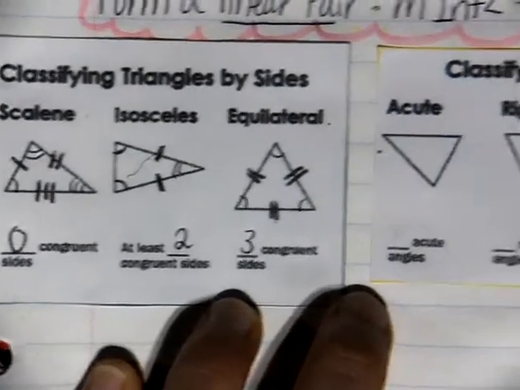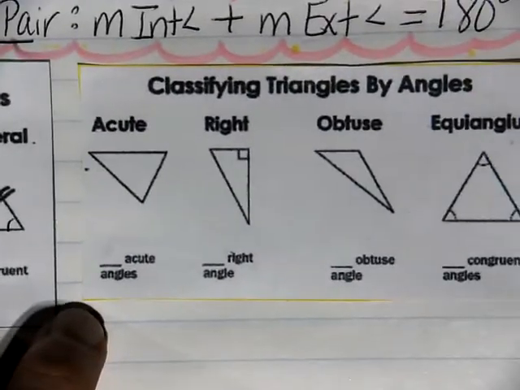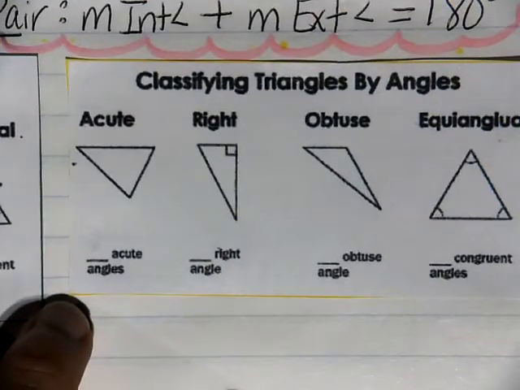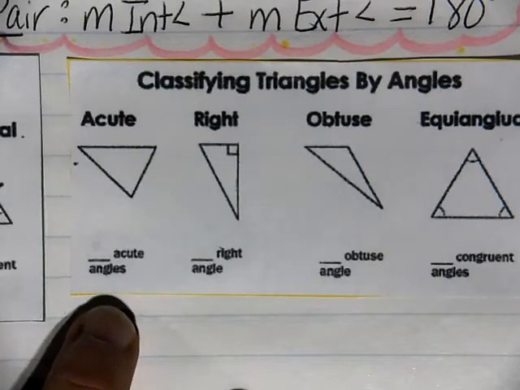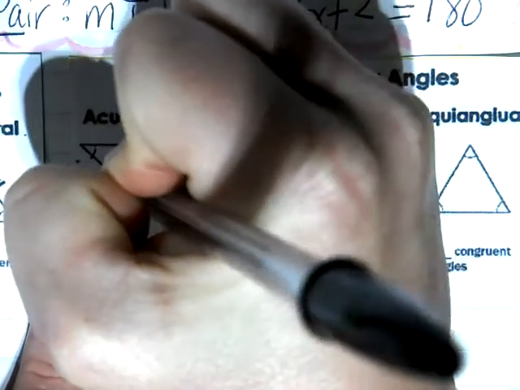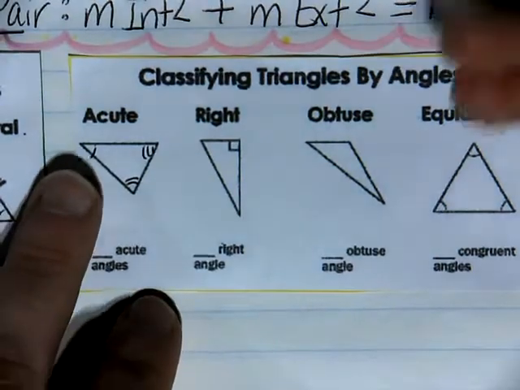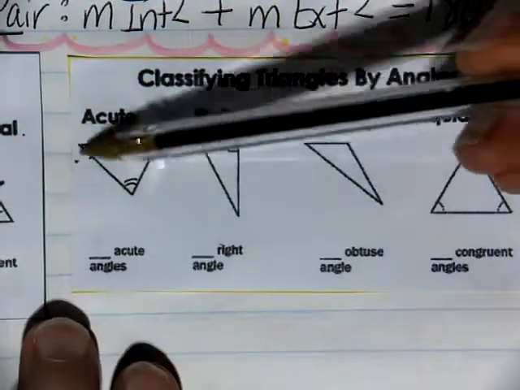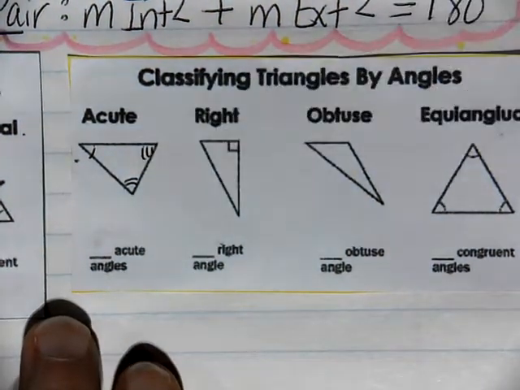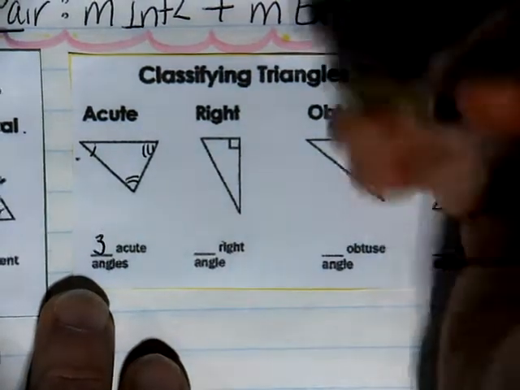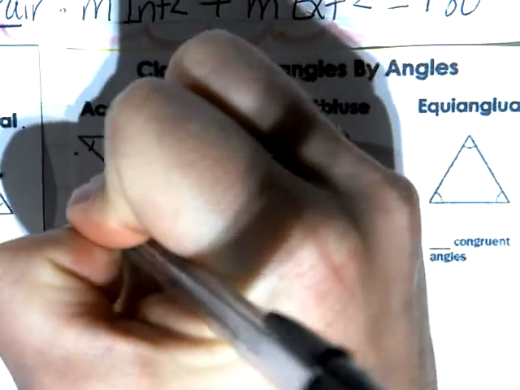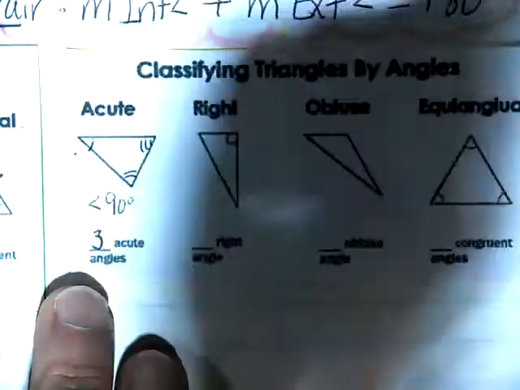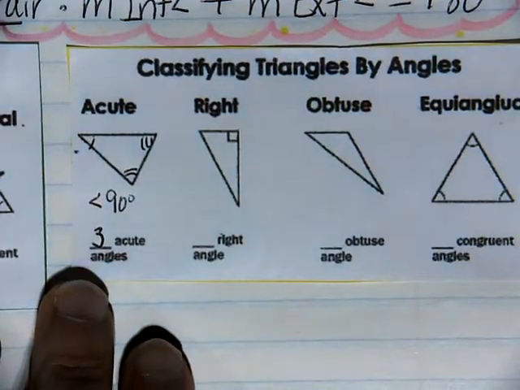The next type of triangles that we can classify are classifying triangles by their angles. The first one is acute. And what's cool about acute triangles is that all of the angle measures are acute angles. They're not necessarily all different angles, but all of these angles are going to be less than 90 degrees. So there are 3 acute angles in an acute triangle, and every single angle is less than 90 degrees. Every single one of them are.